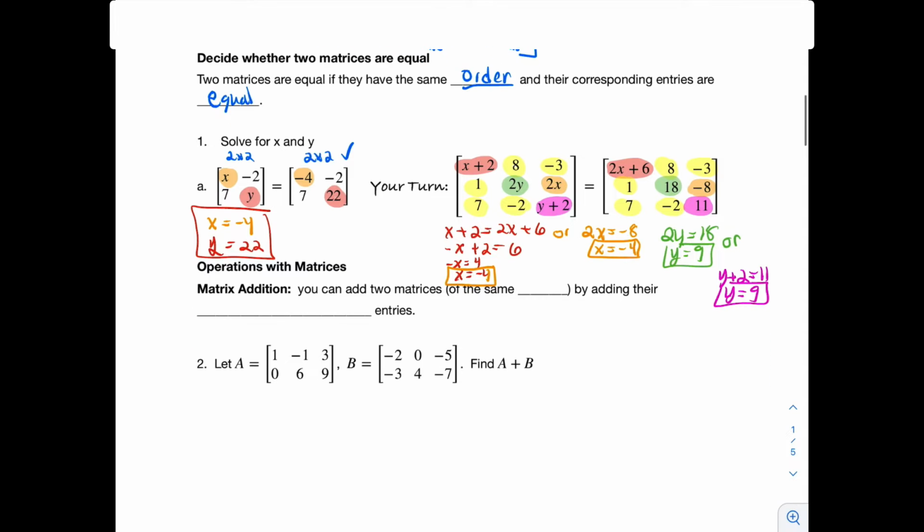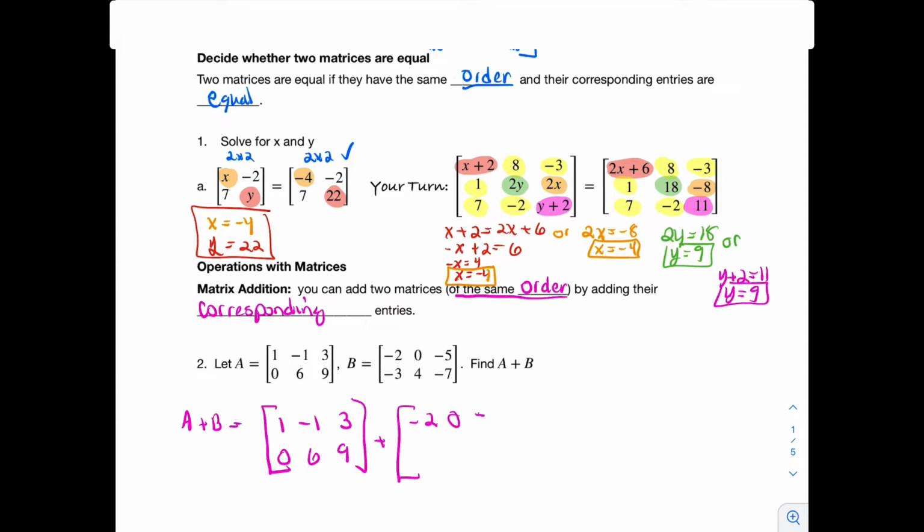Now we're going to look at some matrix operations. We're going to start by adding two matrices together. You can add two matrices as long as they have the same order by adding corresponding entries. So if I wanted to find A plus B, I would simply add my row 1, column 1 entry in the first matrix, which is 1, plus my row 1, column 1 entry in my second matrix, which is -2. And I would repeat this process for all entries. So let me show you with all the steps.